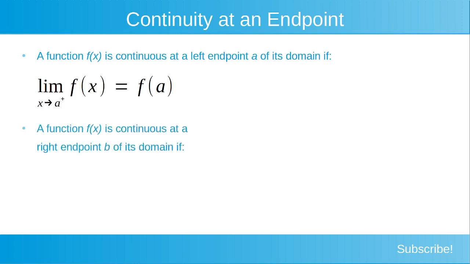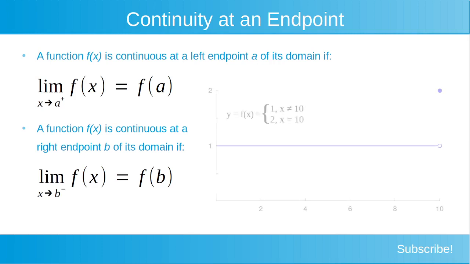And a function f of x is continuous at a right endpoint b of its domain if the one-sided limit as x approaches b of the function f of x is equal to the function value at that point, f of b. So there are some terms here which may potentially be new if you haven't seen them before. So we're going to spend a bit of time to explain this. And we're going to do that using this plot on the right hand side of the screen.